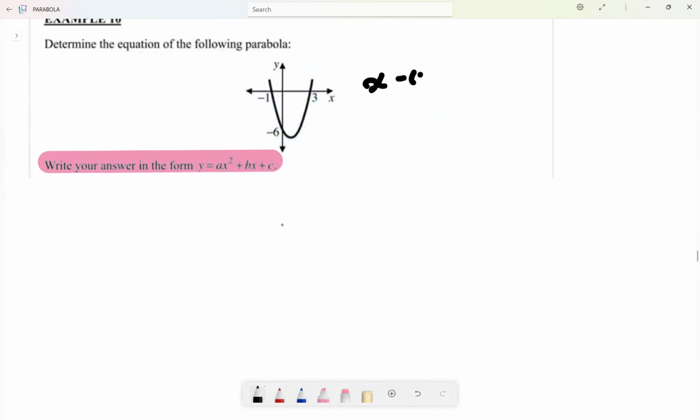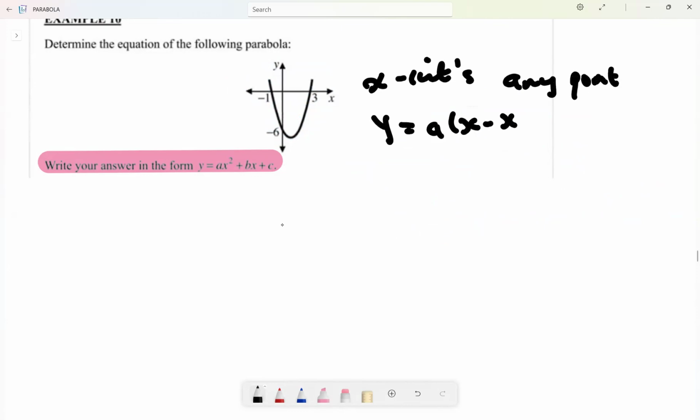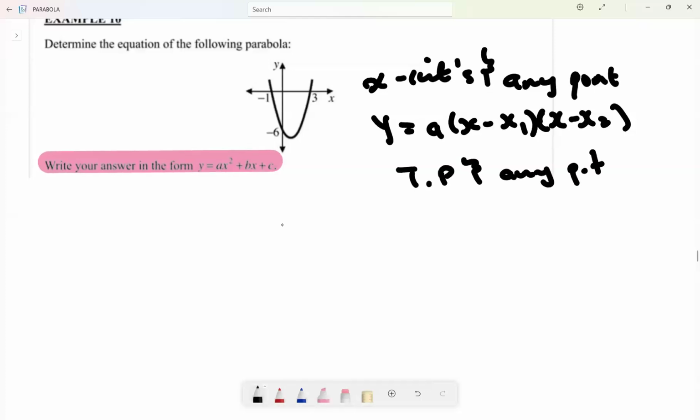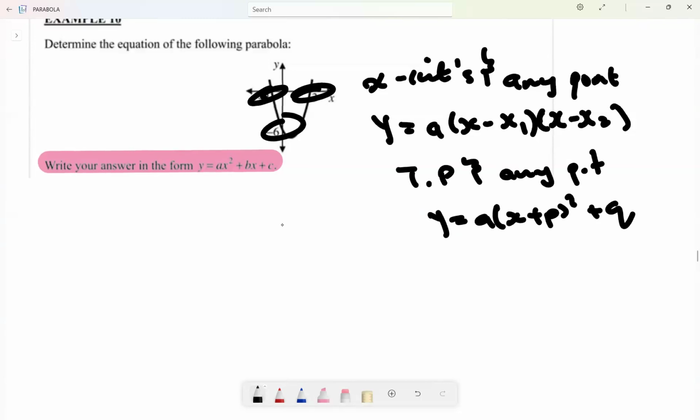If I have x-intercepts and any point, I'm going to find it by using a into (x minus x1) and (x minus x2). But if I have the turning point and any point, then I'm going to use this one: y is equal to a into (x plus p) squared plus q. In this case, I'm given the x-intercepts as well as any point.